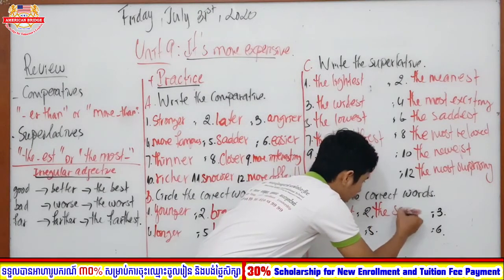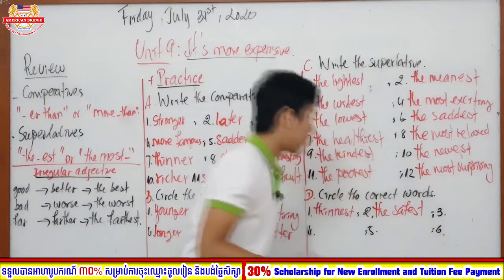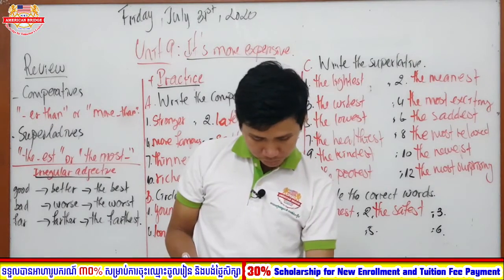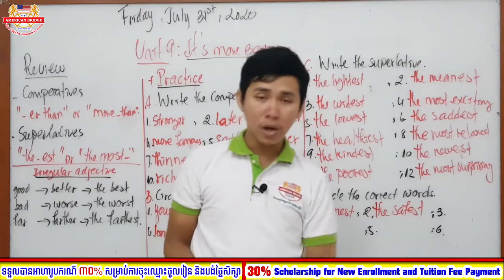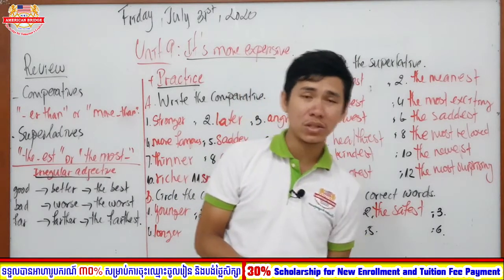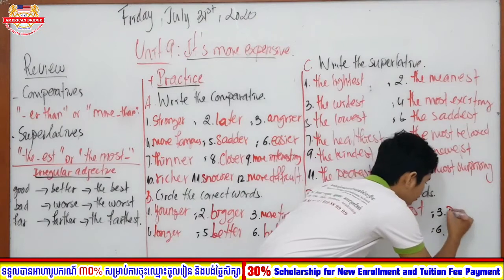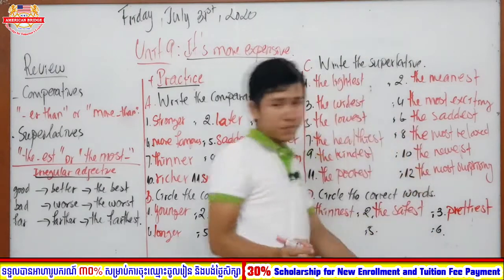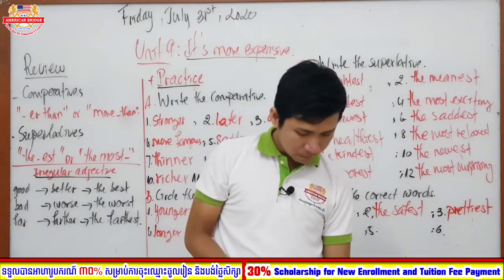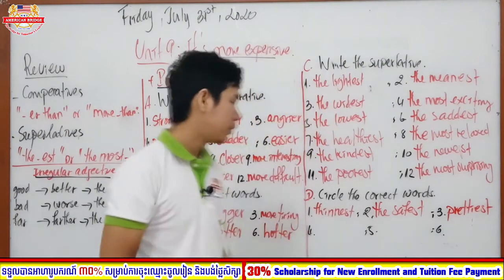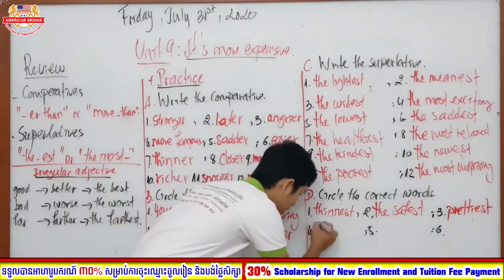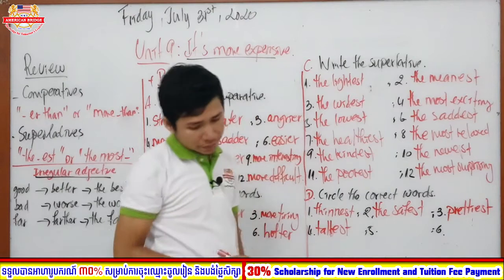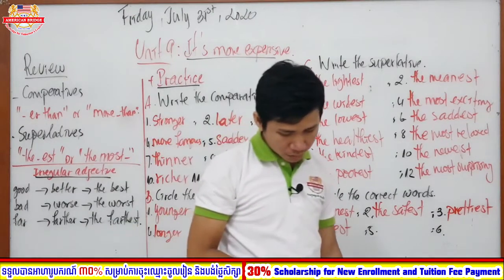Here it's the softest. It is a must that we use "the" with it. And then number 3, there are many pretty beaches, but this is the prettiest. It ends in Y, so change Y to IEST. And then number 4, the tallest or taller? It is the superlative degree, so it must be the tallest.